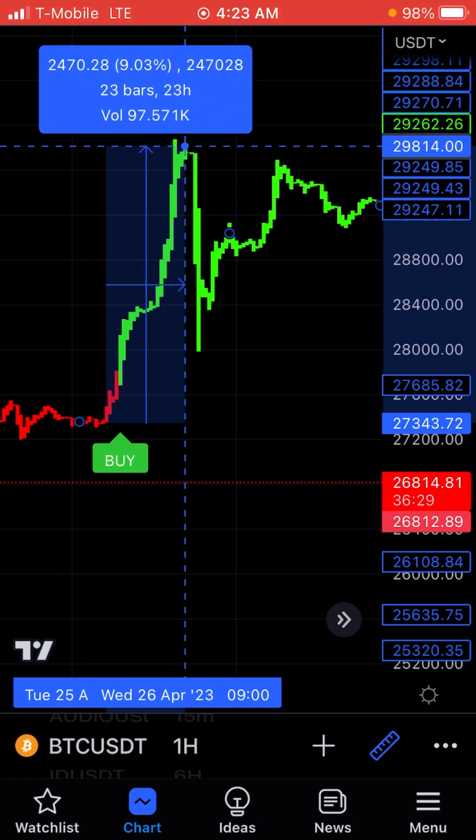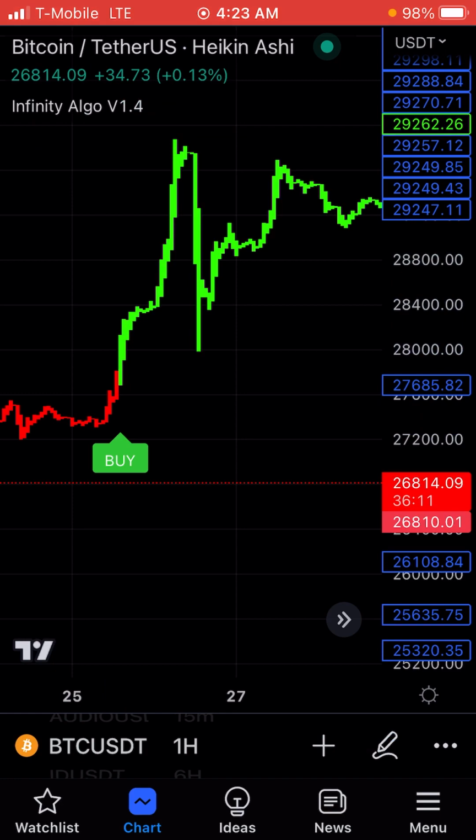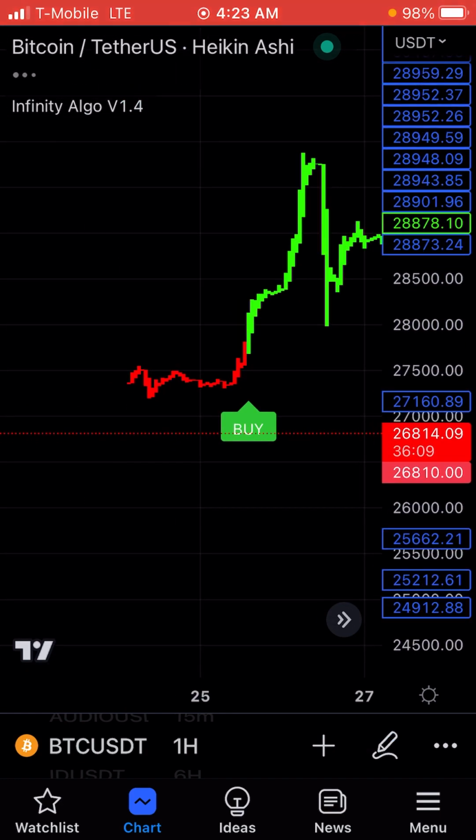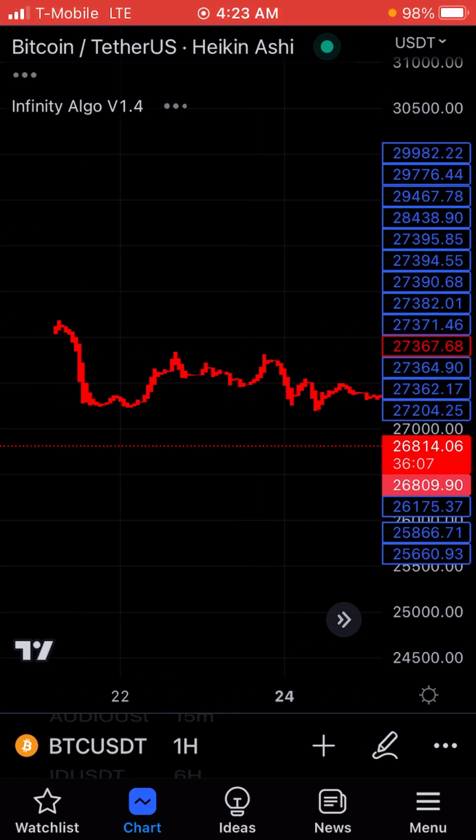So this would have been a 9% increase. That would have been a good trade for futures. So this would have been in 24 hours, a 9% increase. You would have made some serious Satoshi right there if you were trading it with Bitcoin.